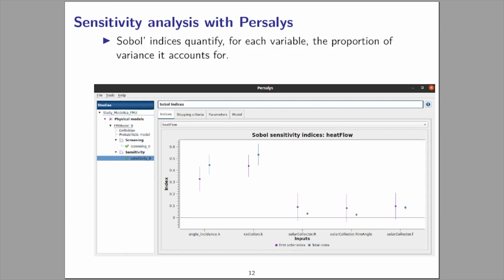It explains 40% of the variance of the output. As a reminder, the output of the model is the heat flow generated. And the other variables are pretty little influential in comparison. So we are going to consider that our two most important variables are the incidence angle and the radiation.